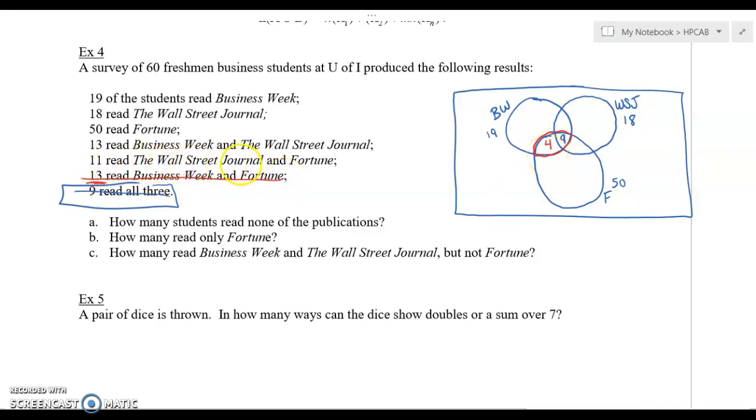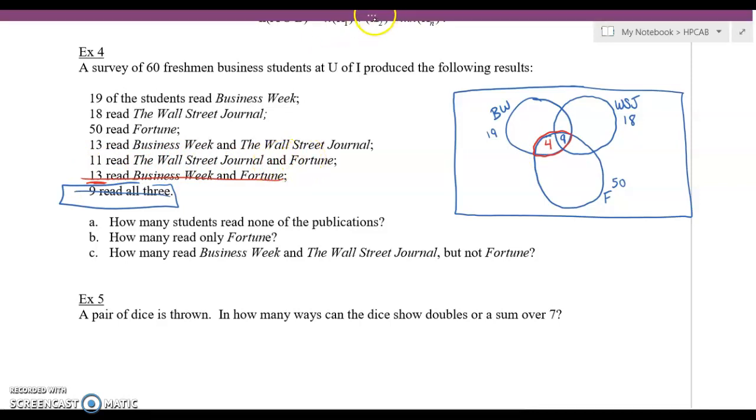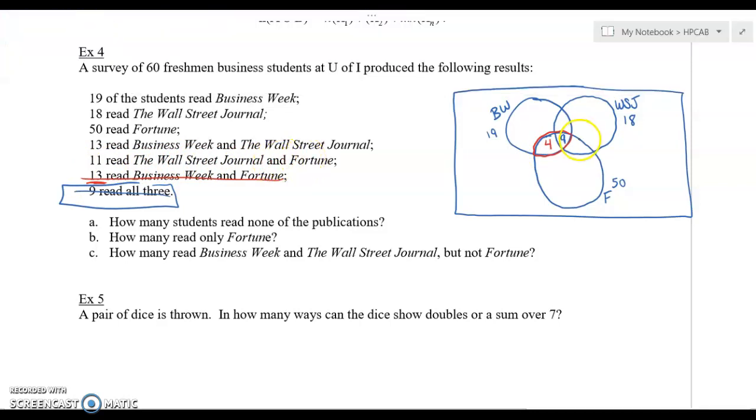11 read Wall Street Journal and Fortune. Well, Wall Street Journal and Fortune is this section here that I'm highlighting in green. If that's 11 and we already have 9 here, that means that 2 have to go here. And then 13 read Business Week and Wall Street Journal. That's going to be this section in here. We've got 9, so this piece is going to have to be 4 because altogether that's going to be 13. And then from there we should be able to fill in the rest.